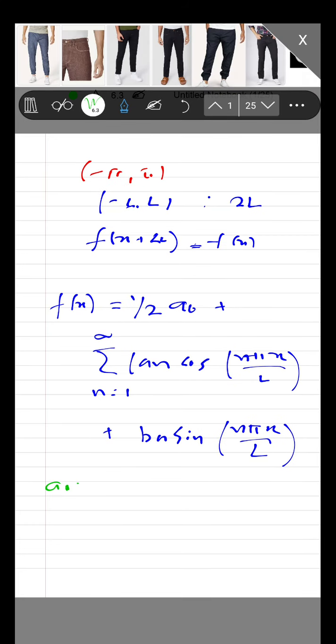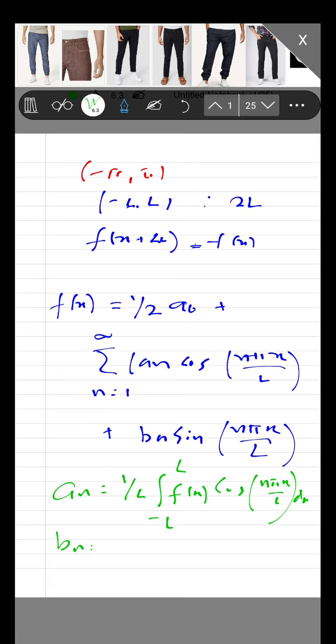an would be equal to 1 by L integral from minus L to L of f(x) cos (n pi x by L) dx, and bn will be equal to 1 by L integral from minus L to L of f(x) sin (n pi x by L) dx. So this is the same way of writing the Fourier series.